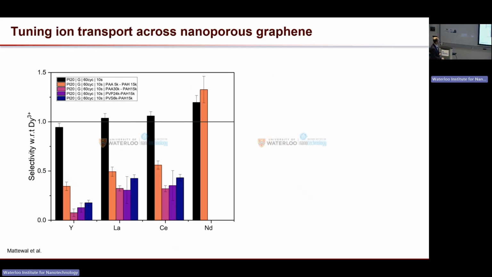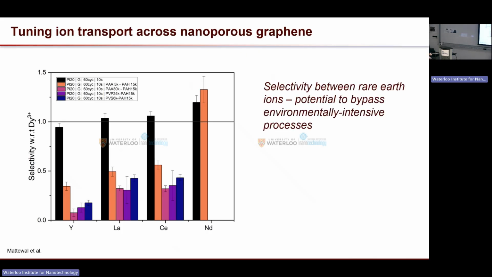And then we also get some very interesting selectivity between rare earth ions. So this is somewhat difficult to obtain. And we don't quite fully understand what exactly are the mechanisms responsible. But there's an interplay of steric, size-based effects, as well as interactions between these ions and the charges on the polyelectrolyte. So it's a very interesting and tunable system where we can change the functional groups and tune it for different ionic separations. And there is very interesting potential here to actually bypass very environmentally intensive processes for ion-ion separation, especially for rare earths.